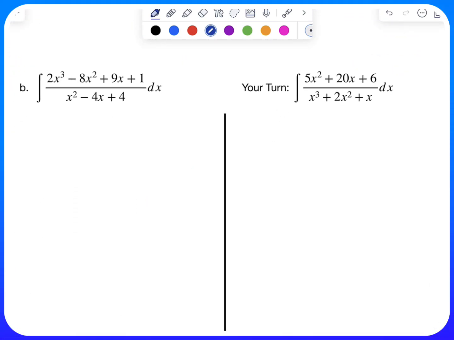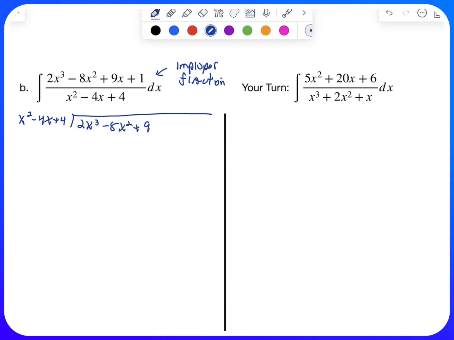All right, now here is the first time we have an improper fraction, because notice our degree on the top is greater than our degree on the bottom. So we have to do long division. We have to divide these out. And so first thing I ask myself is, what times x squared would give us a 2x cubed, which will be a 2x. So I multiply each term on the outside of that division sign by 2x. Then don't forget to change your sign. And I end up with x plus 1. So that's my remainder.